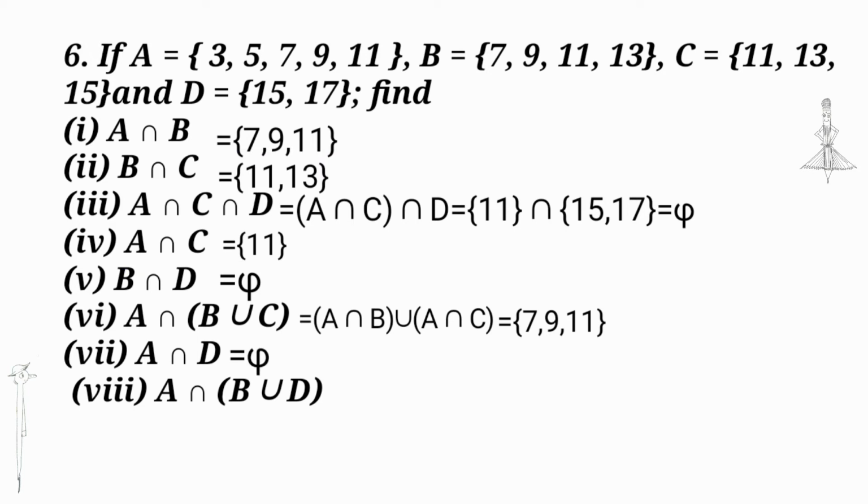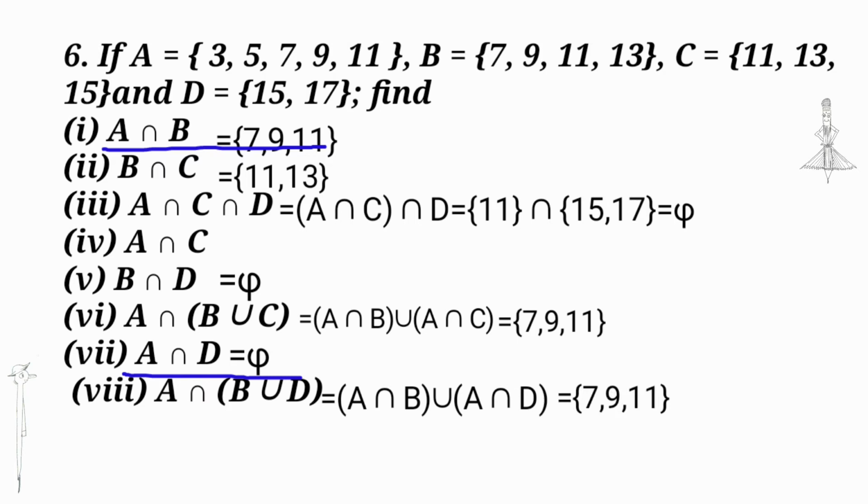Then next, A intersection B union D is equal to A intersection B union A intersection D. We get A intersection B is equal to {7, 9, 11} and A intersection D we get a null event. Set {7, 9, 11} union null event we get {7, 9, 11}.